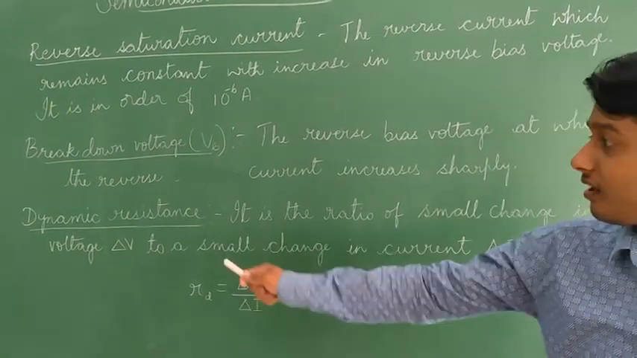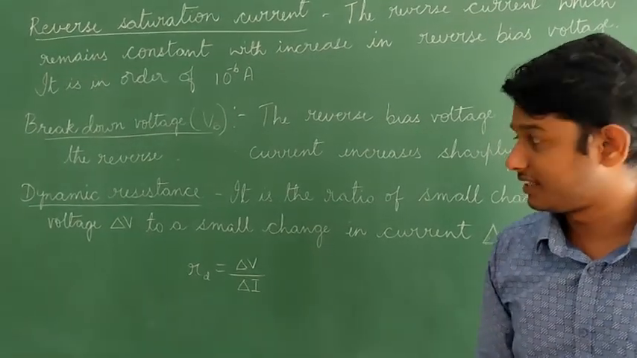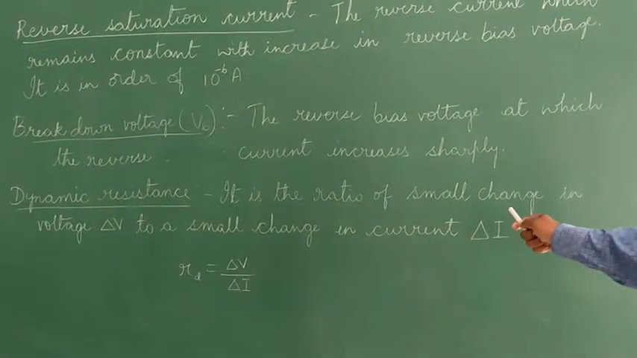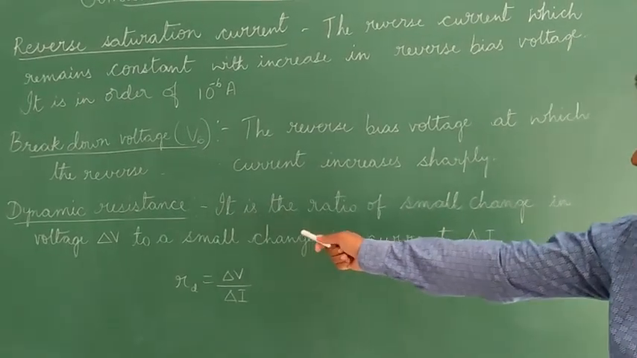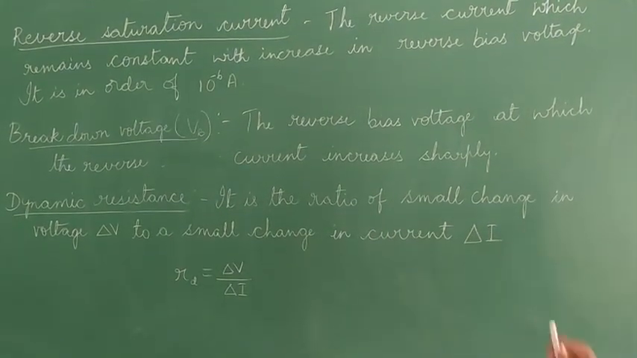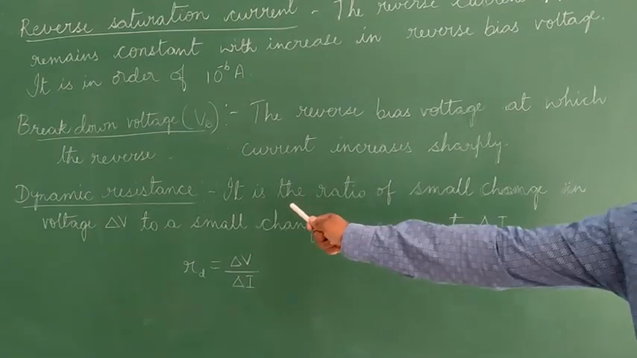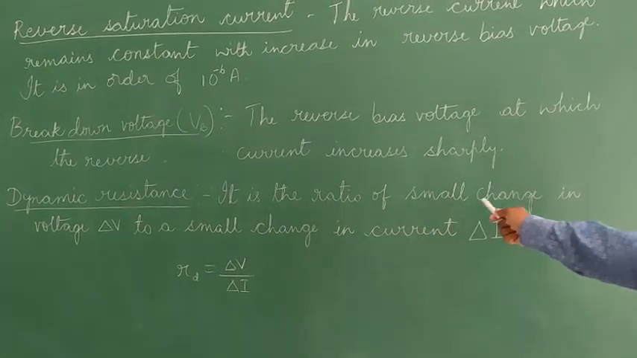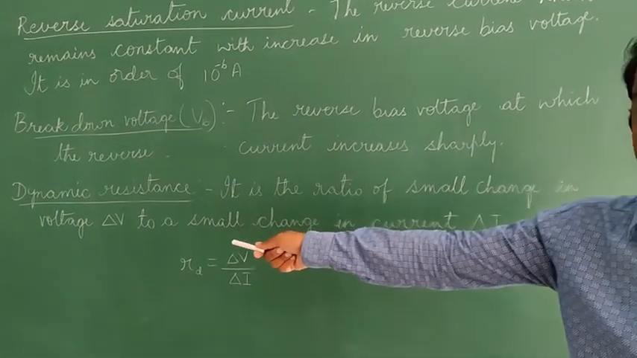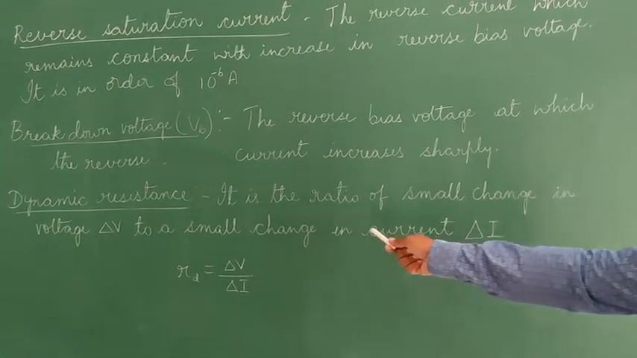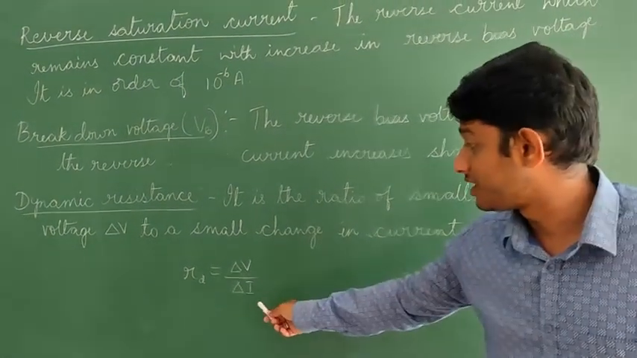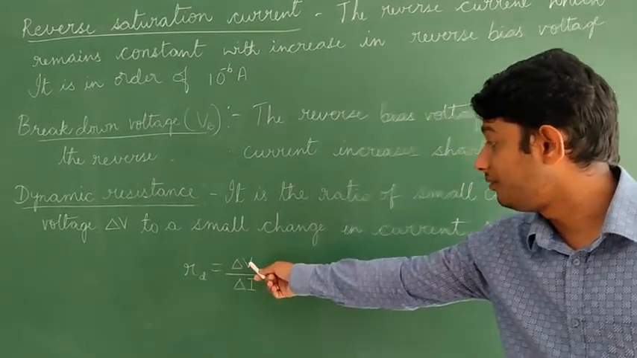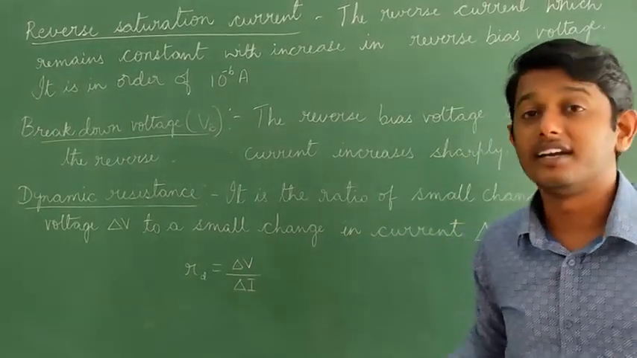The next one is dynamic resistance. It is the ratio of a small change in voltage, delta V, to a small change in current, delta I. It is given by the expression RD is equal to delta V divided by delta I.